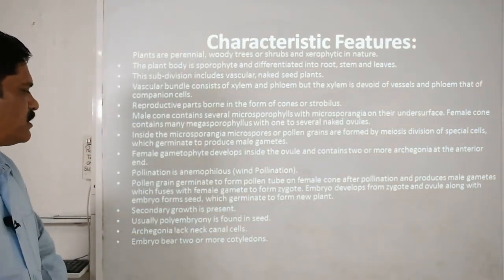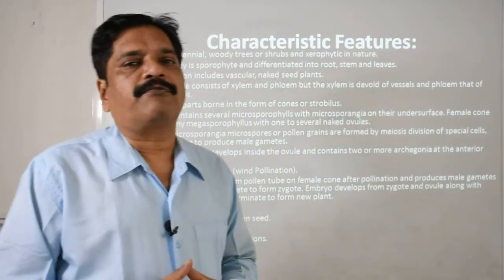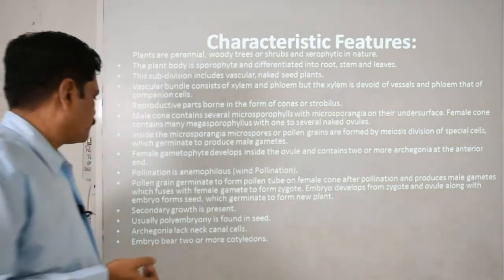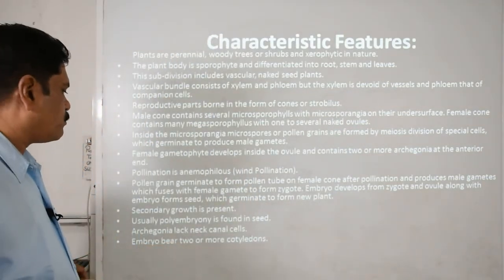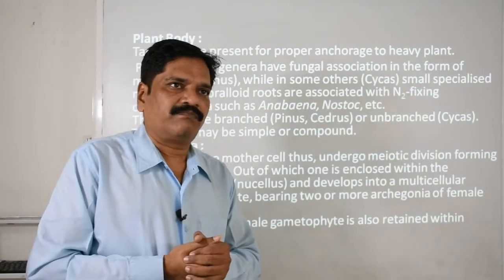Then archegonia lack neck canal cells, clear. Just like the pteridophytes, okay, these neck canals are totally absent, okay. Now the embryo bears 2 or more cotyledons, so that is the speciality of this one.